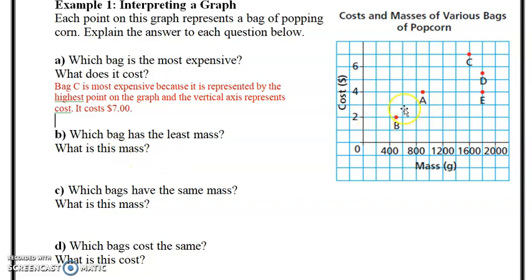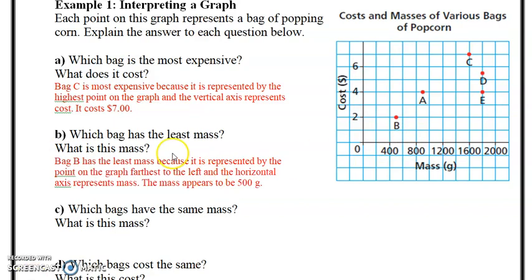So we go down here, we see B, and the mass is, well, if that's 400 and that's 600, it looks like it would be approximately 500 grams based on the data. To write that in a complete sentence, bag B has the least mass because it's represented by the point on the graph farthest to the left, because mass is going on the horizontal. So we grab the first coordinate, and that mass appears to be 500, like I mentioned earlier. Which bags have the same mass?